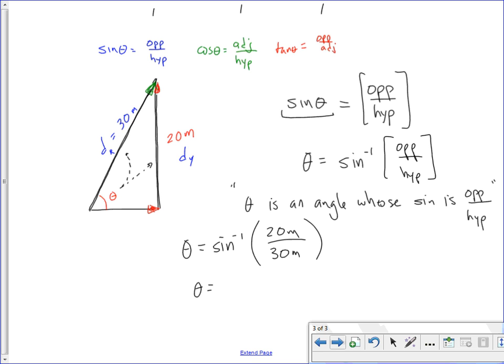Theta is some angle whose sine is 2/3. I guess we could do this, right? There's only one angle whose sine is 2/3. There's only one angle whose sine is 0.666666. Every other angle has a different sine.